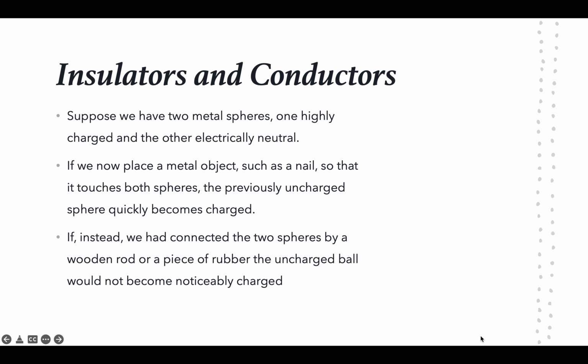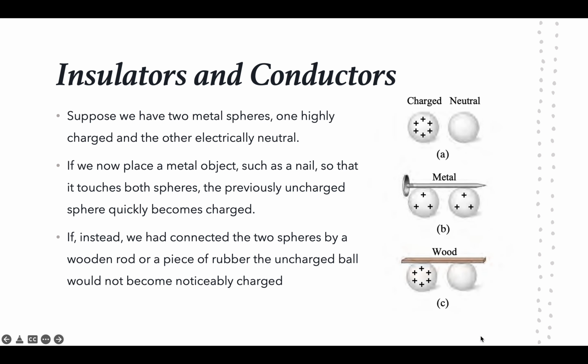If instead of a nail, we would use a piece of wood or a piece of rubber, then the free electrons of the charged ball would not move into the uncharged ball, like the picture suggests. In here, we can see that the free electrons move through the metal to the neutral ball until both spheres have the same charge. But if we put a non-conductor or an insulator, then the charge just kind of stays in one of the spheres.